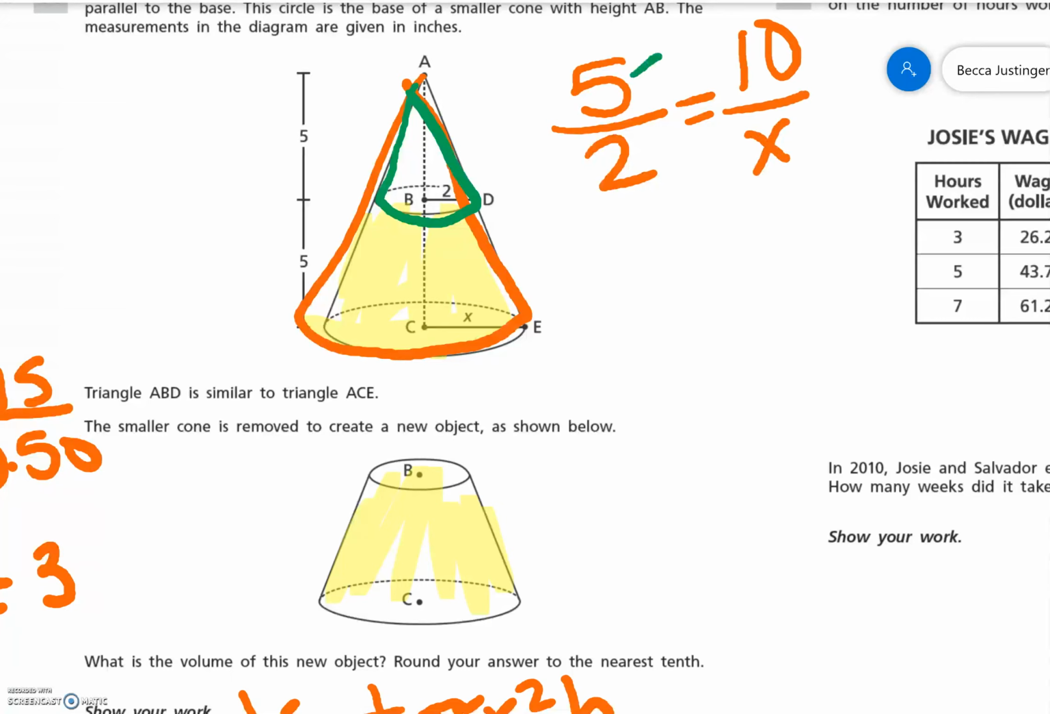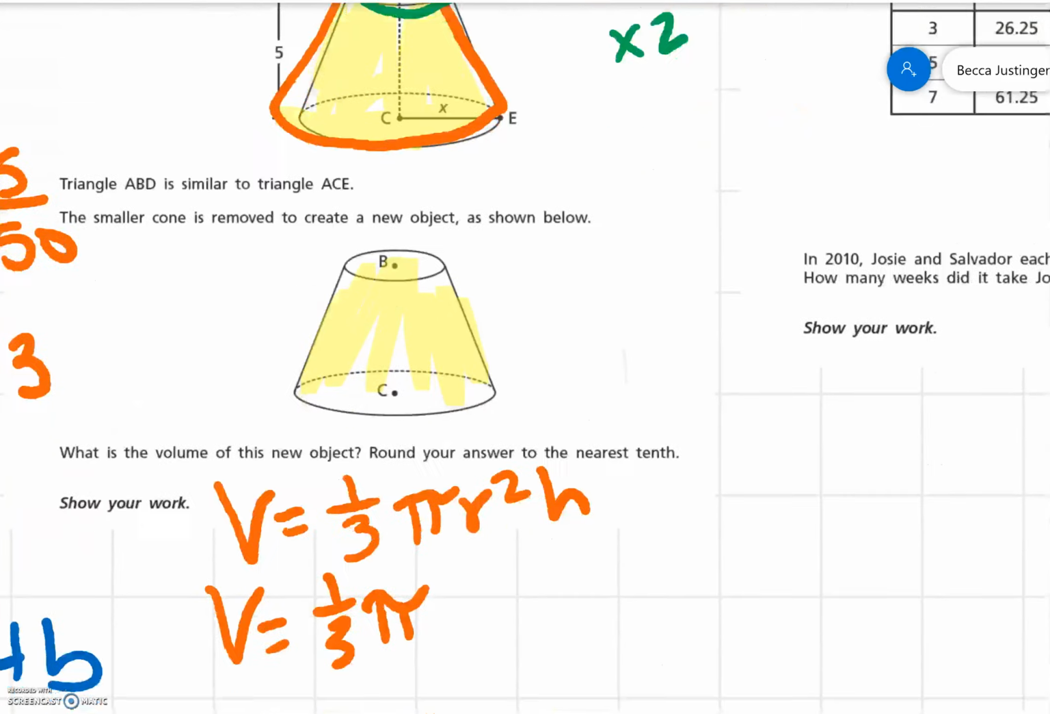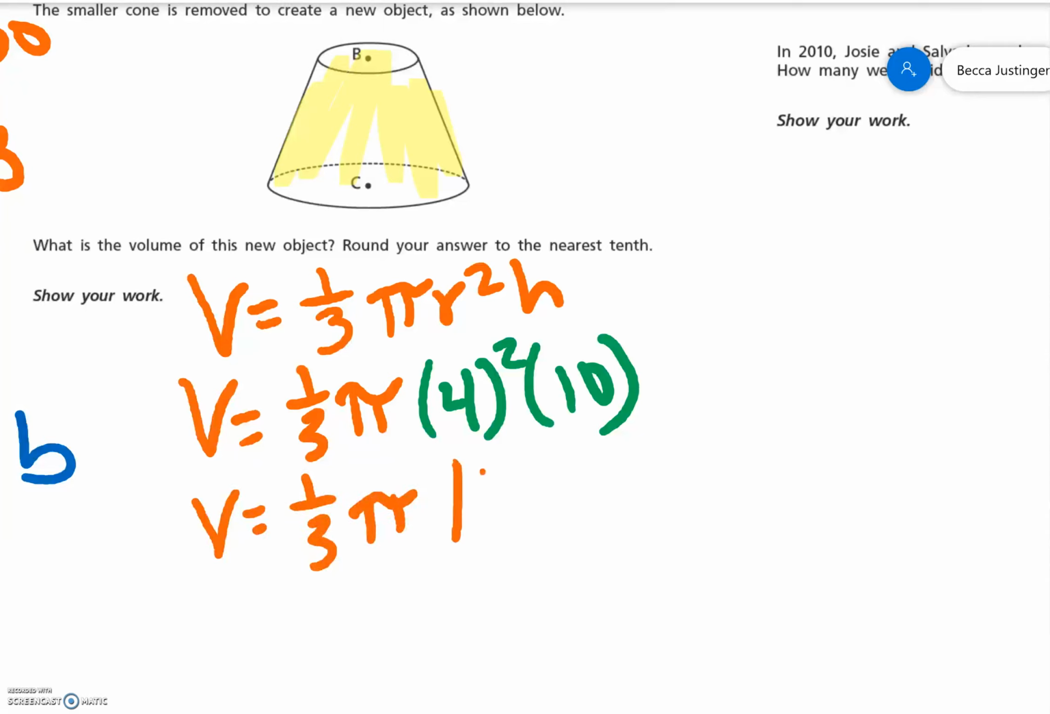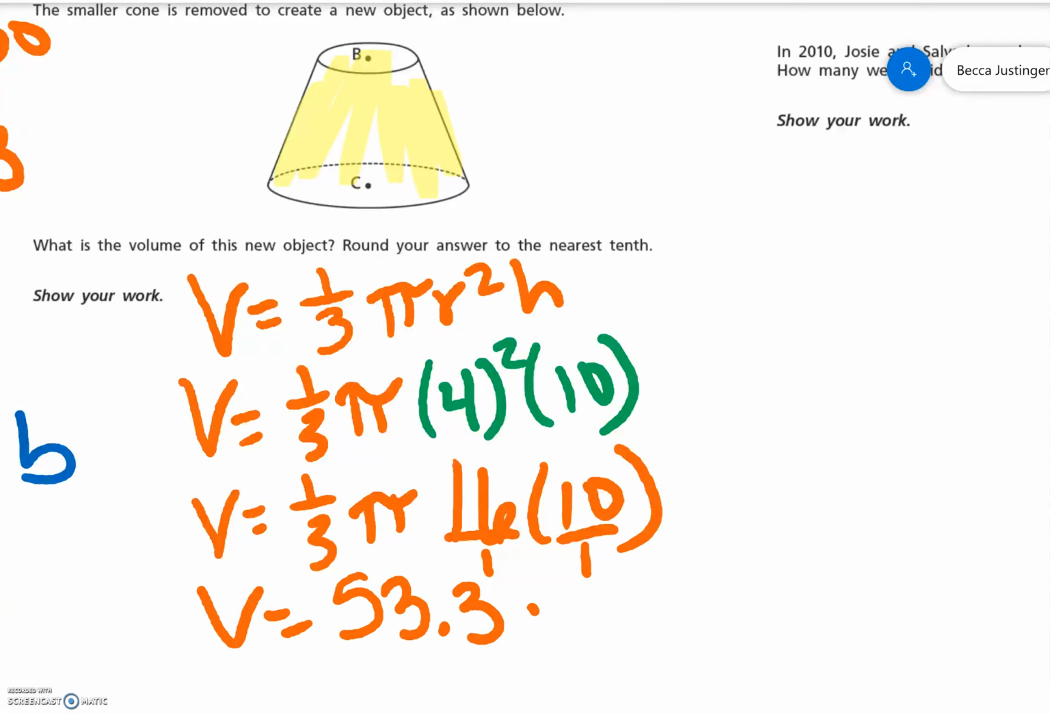So you can cross multiply, or you can see that 5 times 2 would give us 10. So we have to just multiply by 2. So the radius is 4. And we saw the height was 10. So then PEMDAS, do the exponent first. 4 times 4 is 16 times 10. So then we can put this all over 1. 16 times 10 is 160 divided by 3. Let's see. 53.3 repeating. So we got 53.3 repeating pi.